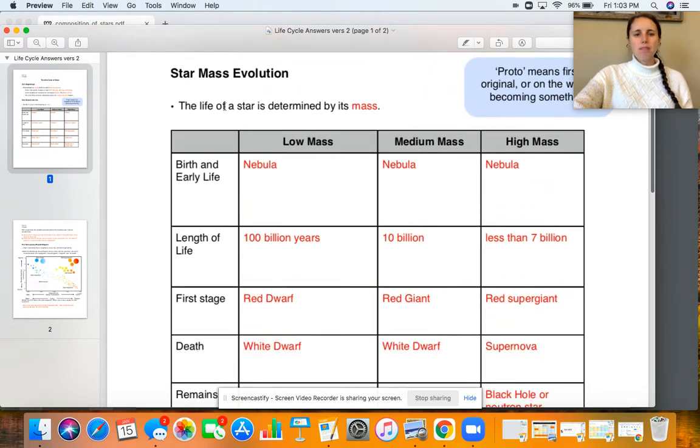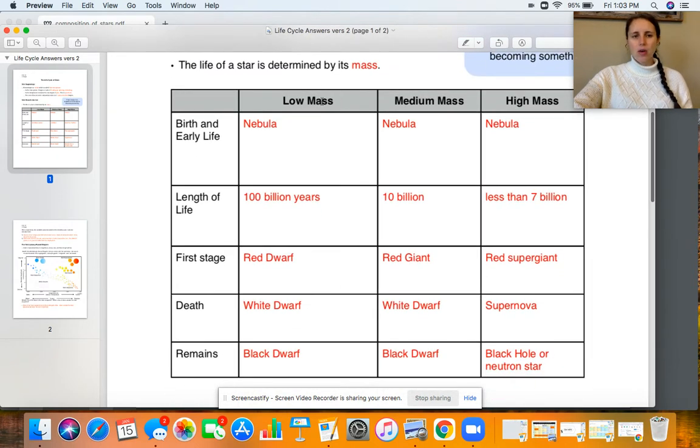The star mass evolution. So this is a really fancy way of saying that the life cycle of a star is determined by its mass. So depending on if it's a big star, a medium star, or a small star, that's going to determine what it can become and what its remains are going to be. So let's take a look at our three categories. We're going to look at a low mass, a medium mass, and a high mass. So essentially a small, a medium, and a big star.